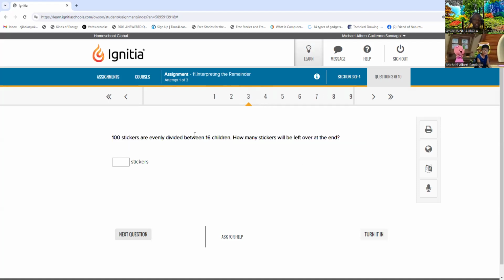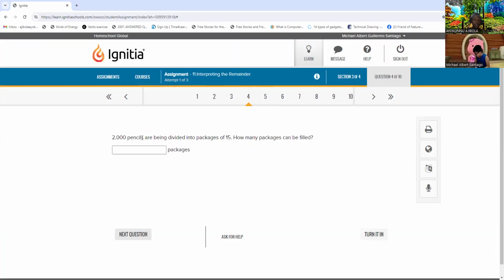100 stickers are divided evenly between 16 students, 16 children. How many stickers will be left over at the end? That means how many 16s can we see in 100? Then we'll get the remainder, okay? Okay. So 16 in 100 is 6. And if we say 6 times 16, we get 96. Then there will be 4 stickers left, okay?